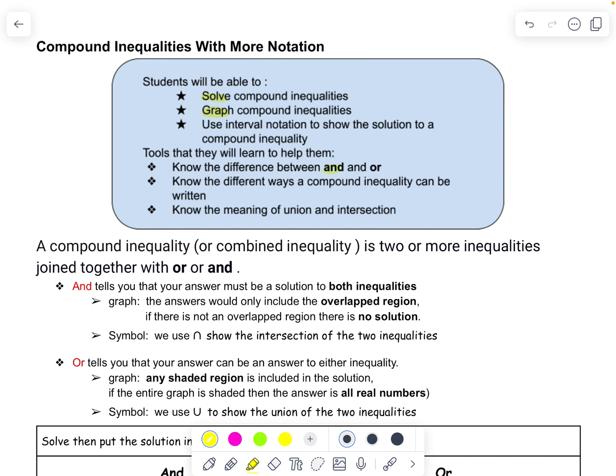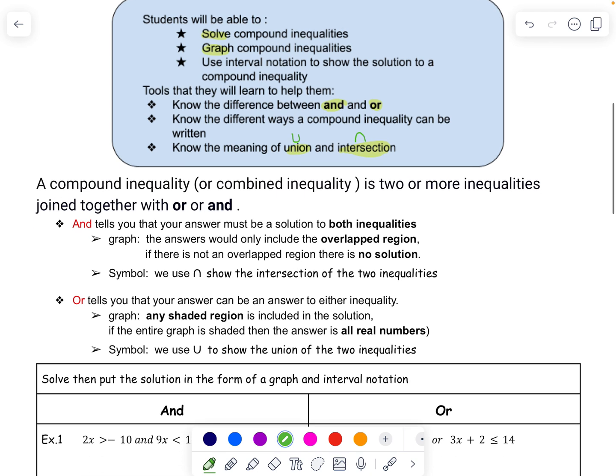We will need to know the difference between and or. We will need to know the different ways that compound inequalities can be written. And we will also need to know the meaning of union and intersection. So those two things. And when we talk about union, how it's going like this, and intersection, how it's going like this, et cetera, et cetera.